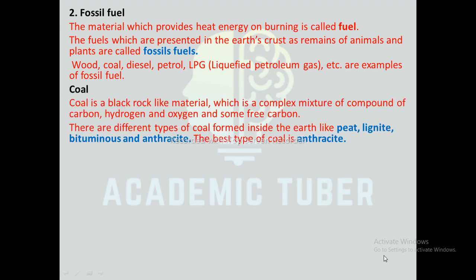Coal. Coal is a black rock-like material which is a complex mixture of compounds of carbon, hydrogen and oxygen and some free carbon. There are different types of coal formed inside the earth like peat, lignite, bituminous and anthracite. The best type of coal is anthracite.